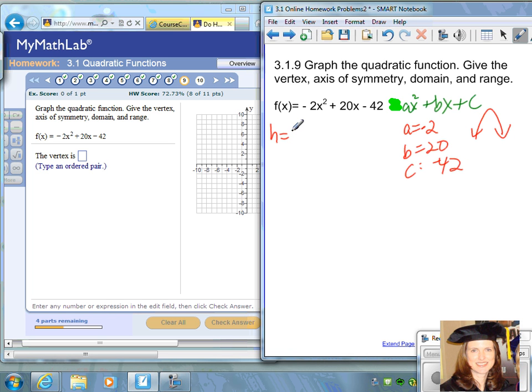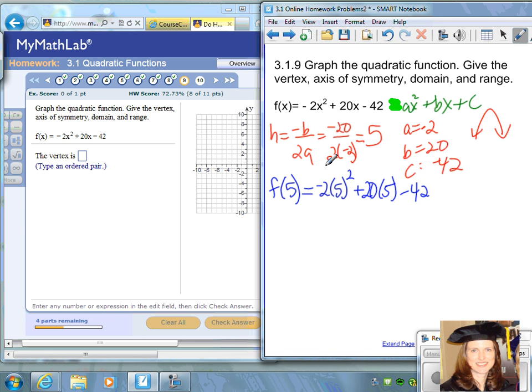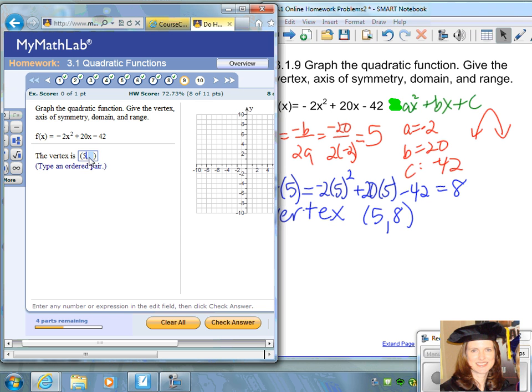To find the vertex, we need to find h, which is -b divided by 2a. It's going to be the opposite of 20 divided by 2 times -2. So that's going to be -20 divided by -4, which is +5. Now we plug 5 into the original function to get k. f of 5, you're going to make the substitution, and use the order of operations to simplify that. And we get 8. So that means our vertex (h, k) is (5, 8). Let's check the answer. Excellent.